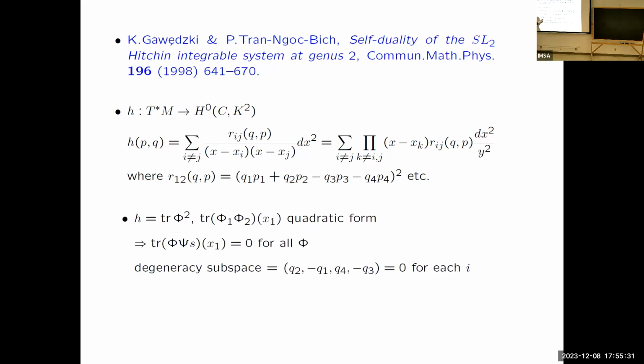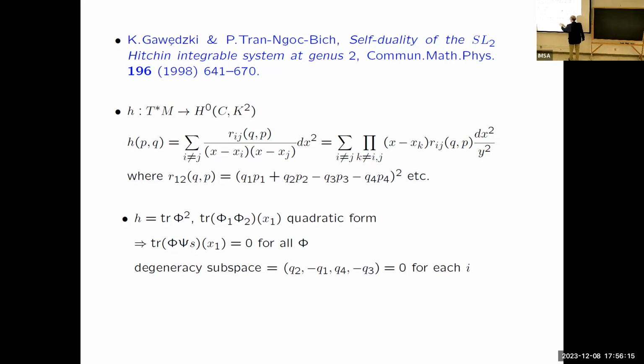So then, what happens is that if we look at trace phi_1 phi_2, evaluated at x_1, that's a quadratic form obtained by putting x equal to x_1 in this formula. Now, if this phi_2 was the sort that we're taking, our section S, which vanishes at x_1, and any phi here, then we're going to get 0 here. So for all phi, this quadratic form is actually degenerate at this point. So if we put x_1 equal to 0, we get a degenerate quadratic form.